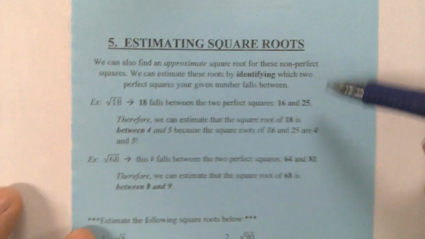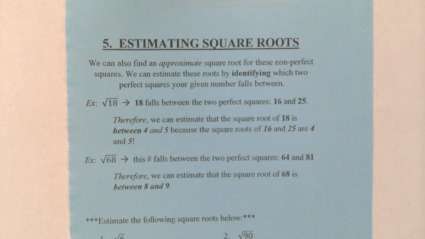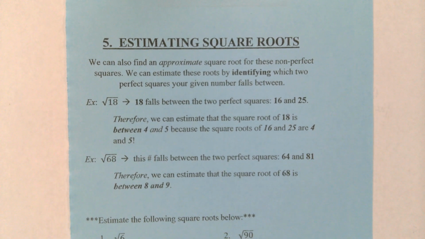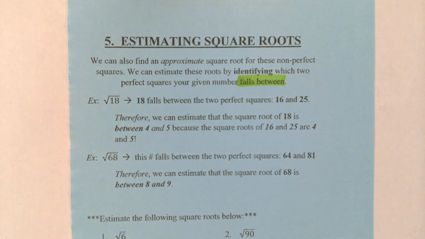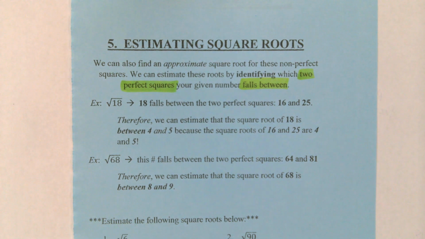Can I get a volunteer to read this first little passage up here for me? Kenny, I heard your voice already. I appreciate it. Let's go Noah for this one. Go ahead, Noah. You can also find an approximate square root for these non-perfect squares. You can estimate those roots by identifying which two perfect squares a given number falls between. Bingo. Thank you, sir. This is the important part. Which two perfect squares your given number falls between?